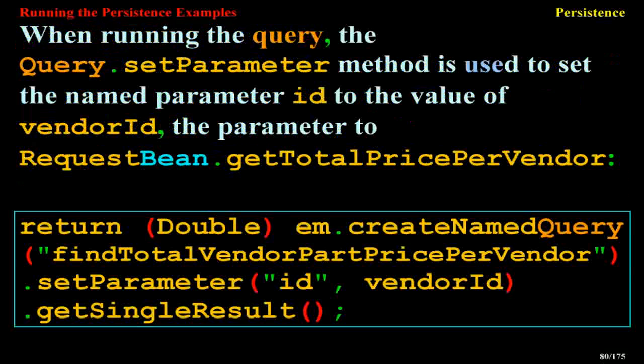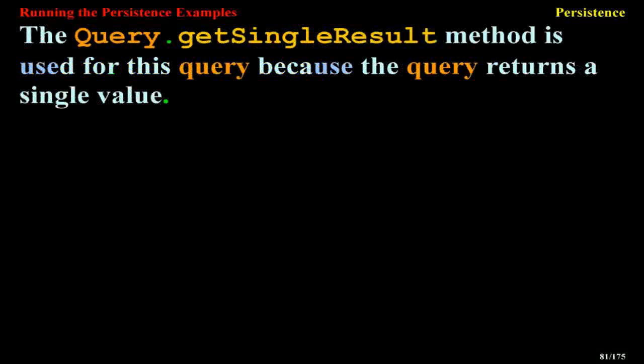When running the query, the setParameter method is used to set the named parameter id to the value of vendorId, the parameter to RequestBean.getTotalPricePerVendor. return (Double) em.createNamedQuery("findTotalVendorPartPricePerVendor").setParameter("id", vendorId).getSingleResult(); The Query.getSingleResult method is used for this query because the query returns a single value.